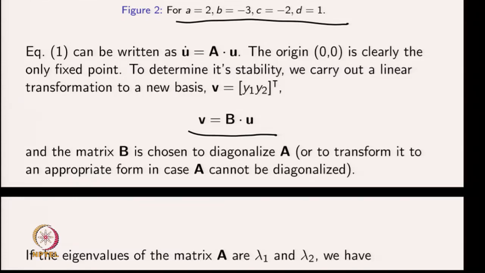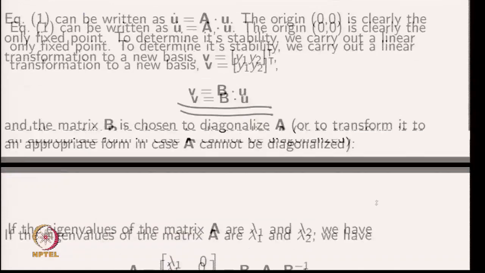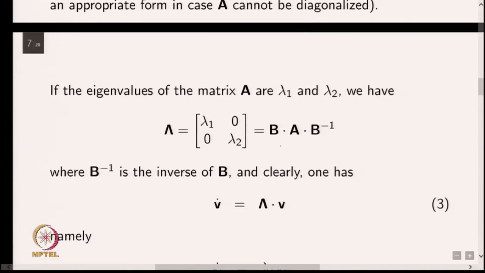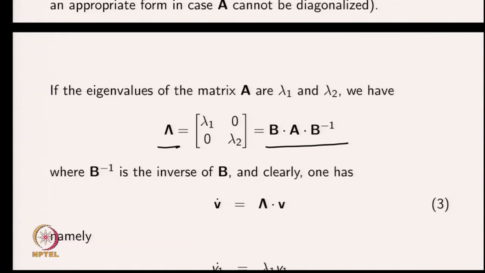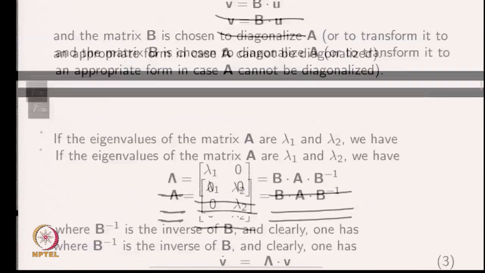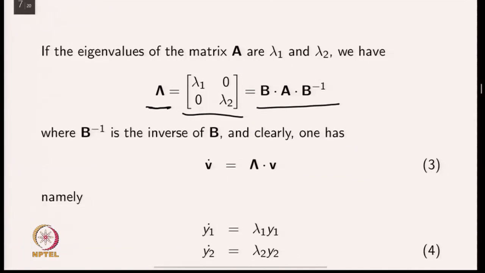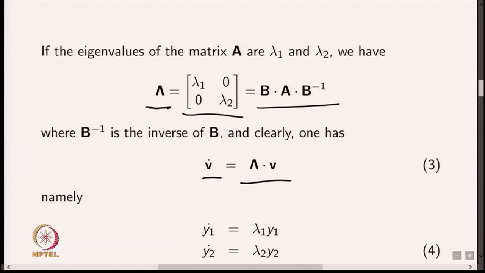But in the simplest case, the matrix A can be diagonalized, and we choose B as the matrix that will diagonalize it in the following way. So, B A B inverse is equal to lambda. Now, if the eigenvalues of the matrix A are lambda 1 and lambda 2, then the diagonal matrix lambda is just given by this particular diagonal matrix. If you follow the algebra over here, you can clearly see that V dot is equal to lambda times V.